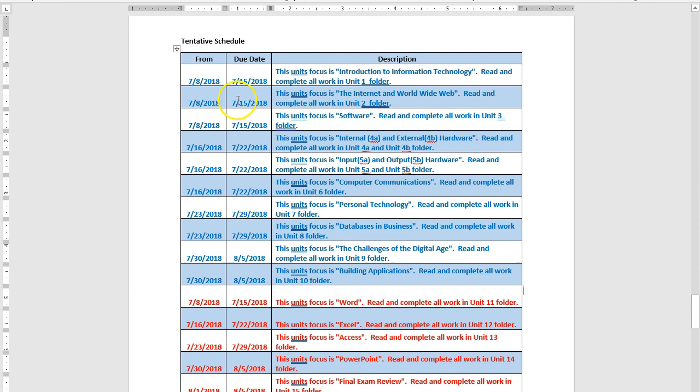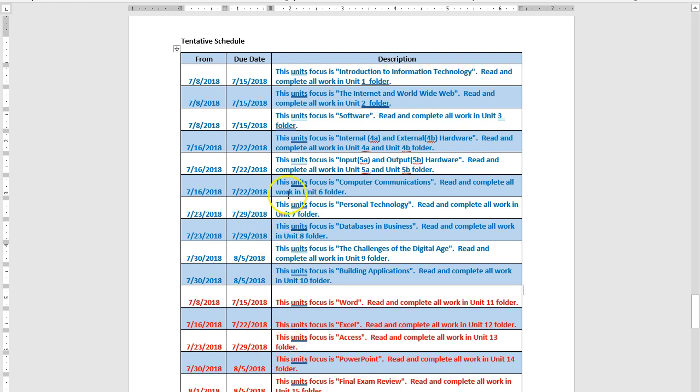I just want to make sure you understand that these 3 units, notice they all have the same open date and the same close date. That's what we're doing the first week, along with the unit over Word down here. The second week, we're going to be working on these 3 units, chapters 4, 5, and 6, along with Excel down here. Then the third week, we're going to be working on chapters 7 and 8, along with Access.